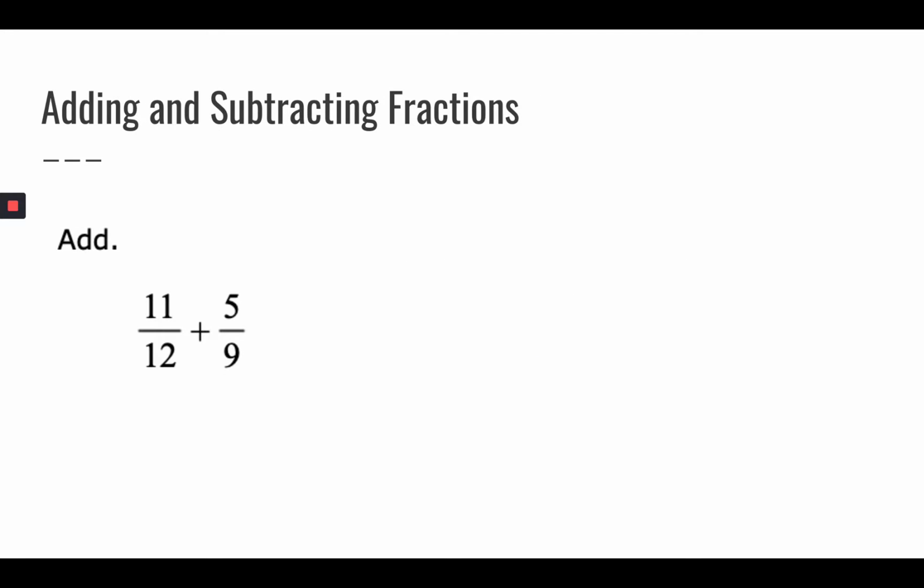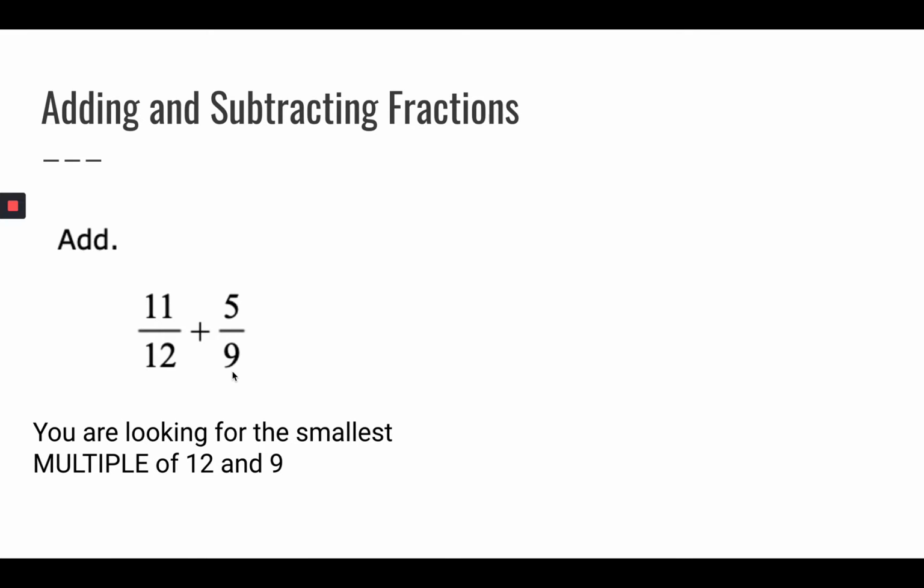All right, here's a proper fraction question, and we need to add or subtract proper fractions that do not have the same denominator. So this is the one where you've got to make the bottom numbers the same. And you have to think, what is the smallest number that both 12 and 9 will go into? What's the smallest multiple of 12 and 9? The answer is 36. 12 goes into 36, and 9 goes into 36.